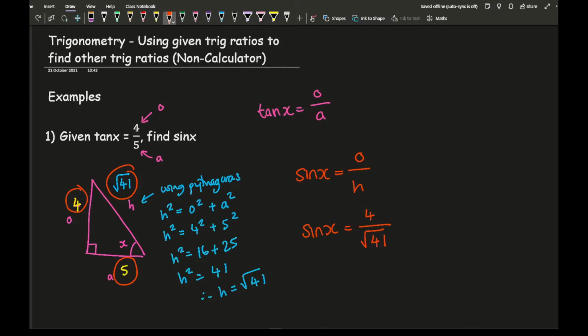Now do I need to know what the answer of that is? No, because the question's asking me to find out what sine x is, and that is exactly what I have found. So this here is my final answer.